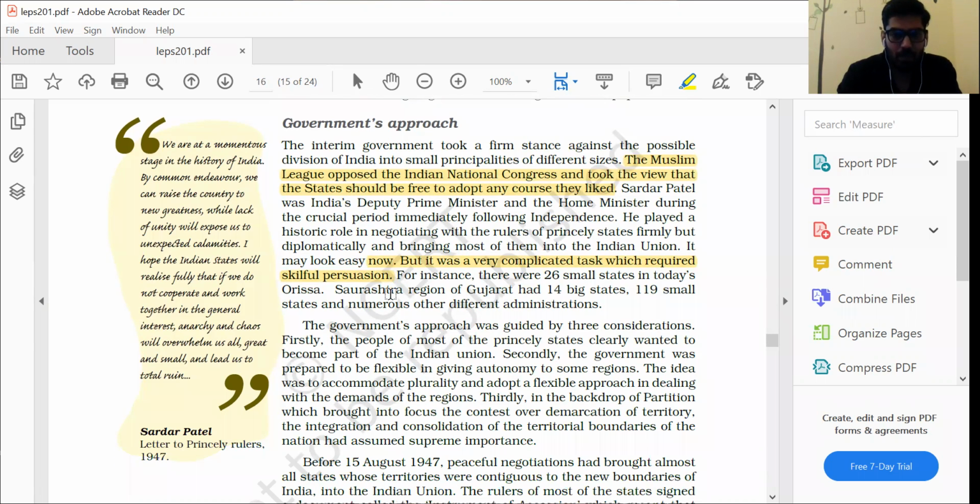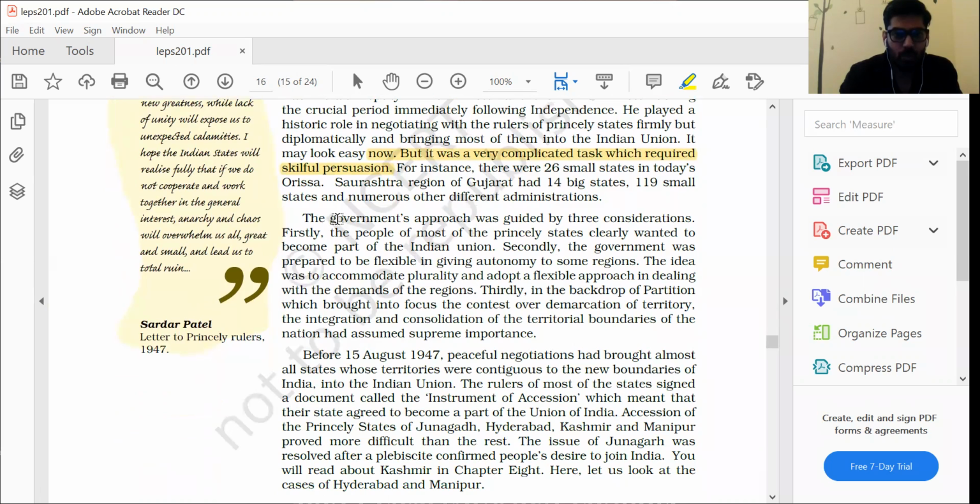So the government of India's approach was guided by three considerations. First, people of these places want to be with India. So whatever the king said or the prince said, the people want to be with India. Secondly, the government was prepared to be flexible in giving autonomy to some regions, like currently in the Northeast, there is very much autonomy given to these places, and rightly so.